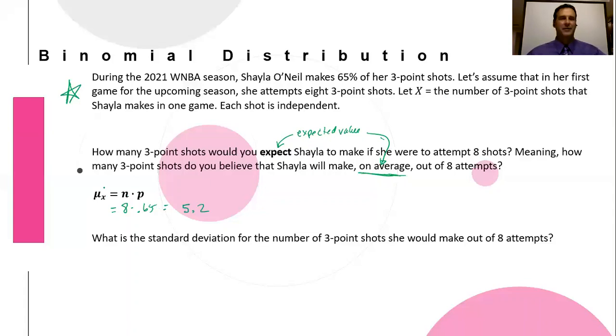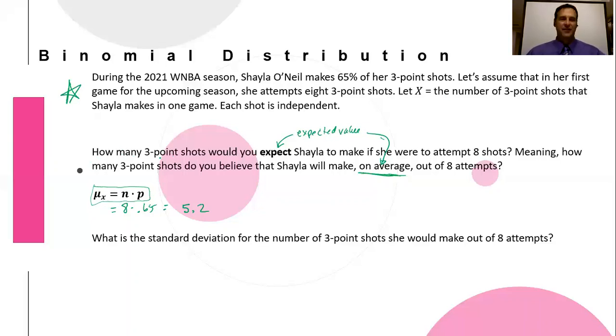So again, super easy formula. And how would you say that? Well, she would play many, many, many games and only shoot 8 shots, and assuming that her probability for success is 0.65, the number of shots she would make out of 8 is about 5.2. Actually, it's 5.2 on average.